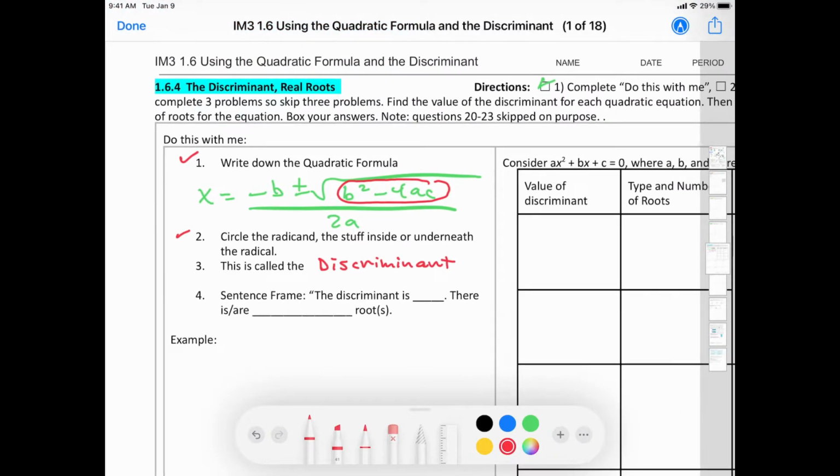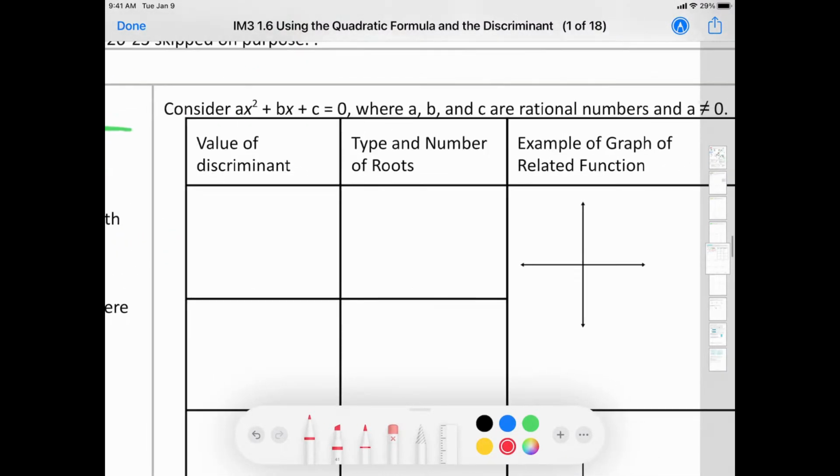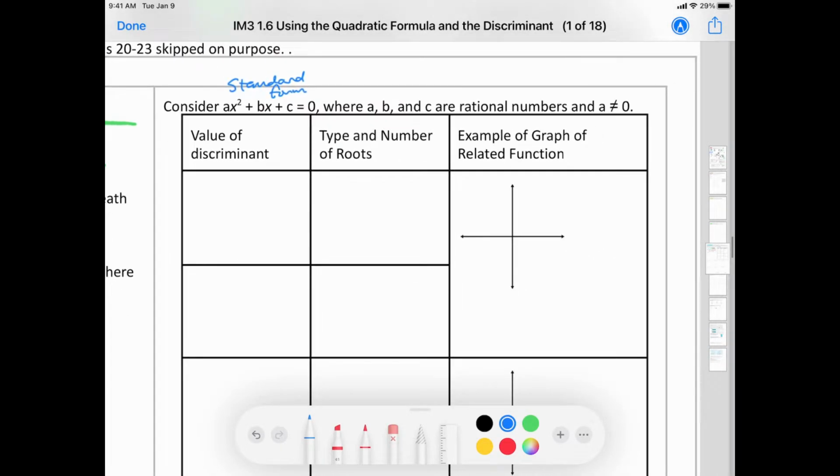Now before we do that, let's go over to this chart over here. Consider ax squared plus bx plus c. That's standard form. Let's write that. That's a review. Where a, b, and c are rational numbers and a is not equal to 0. So if I drew a graph that looked like this, and it crosses the x-axis how many times?